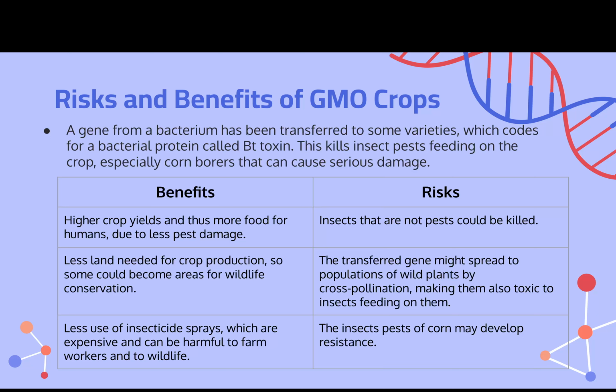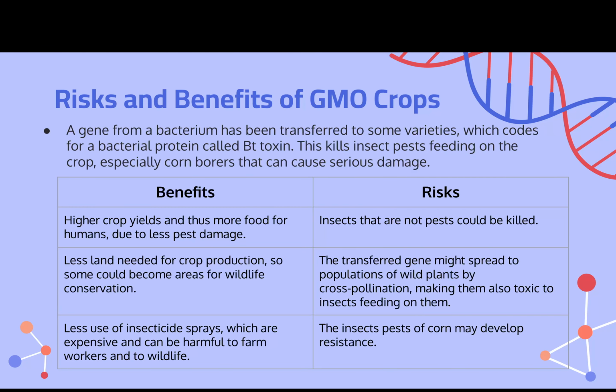So, the benefits. There will be higher crop yields and thus more food for humans, because there will be less pest damage. The pests will be killed just by feeding on the crops. There would also be less land needed for crop production. Since there will be less pest damage, you can lessen how much area is being used. Once that happens, you can use some of the areas for wildlife conservation.